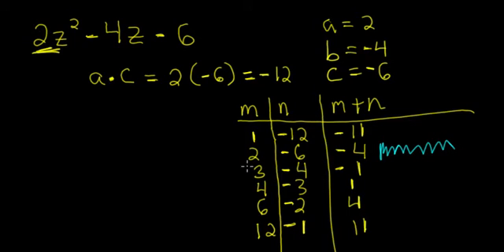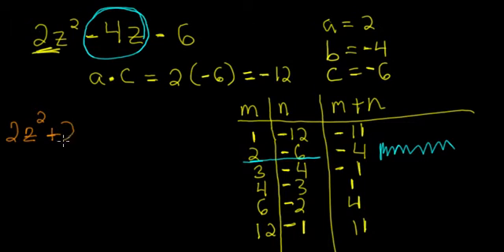Now what I'm going to do is take M and N, and replace B with them. So how does that look? We'll come over here and rewrite this, write it in orange. 2z squared plus 2z, there's my M, minus 6z, there's my N, minus 6.